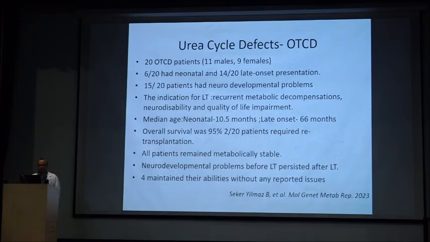Almost 75% of patients had neurodevelopmental problems. The indications for transplant were recurrent metabolic decompensations, neurodisability, and quality of life impairment. Median age in the early onset group was 10.5 and in the late group 66 months. Overall survival was 95%, with 2 requiring retransplantation. The patients remain metabolically stable, but the neurodevelopmental problem persists. It doesn't worsen, but it doesn't recover either.